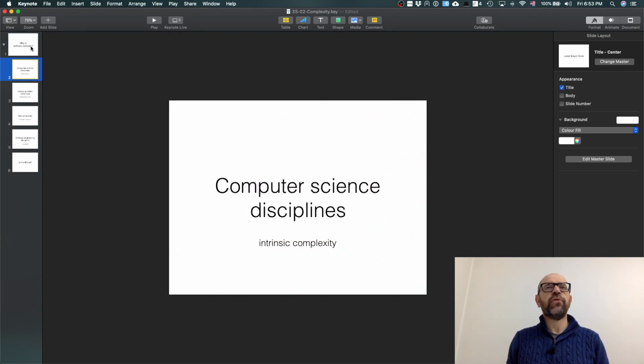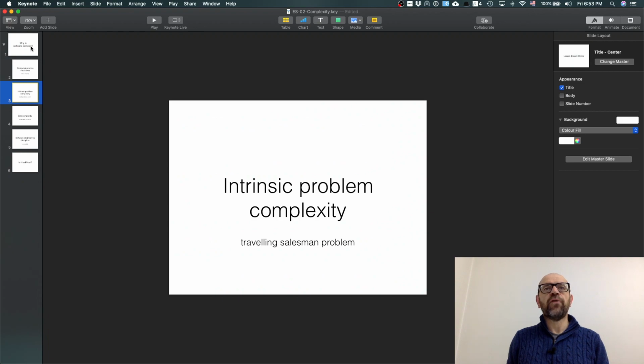From the point of view of the computer science disciplines, we are addressing intrinsic complexity. So when you solve problems like the traveling salesman problem, the problem by itself is complex, and you need to apply techniques that you learn in algorithms, for instance, to solve that problem.